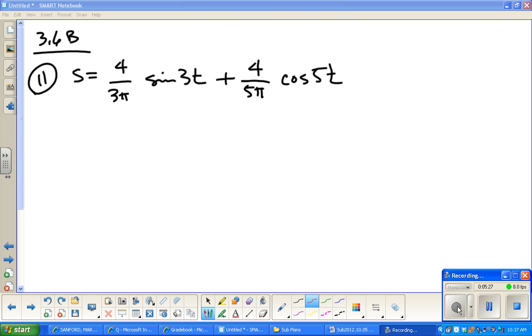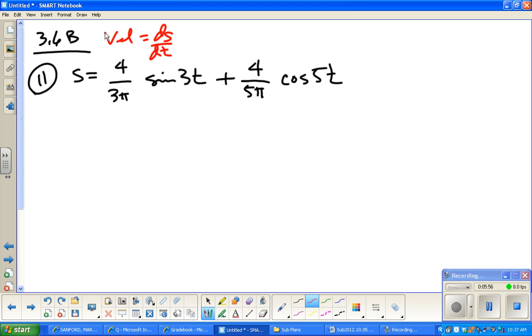All right, so this is number 11, again from 3.6, and what we're supposed to be doing here is finding the derivative, I assume. It says an object moves along the x-axis, so its position at any time is given by this equation. Find the velocity of the object for t. Again, velocity equals ds/dt, or if it's y, it's dy/dt, whatever. It's the derivative with respect to time. So we're just doing a derivative.